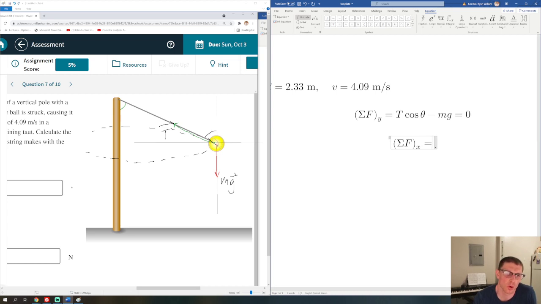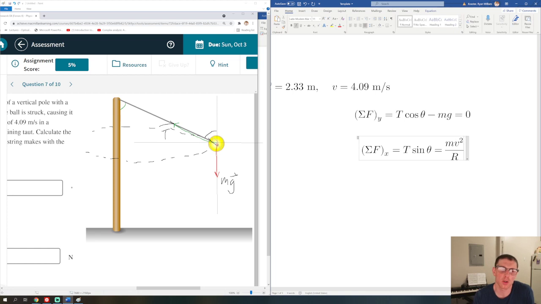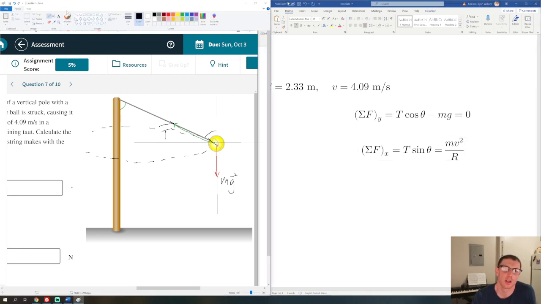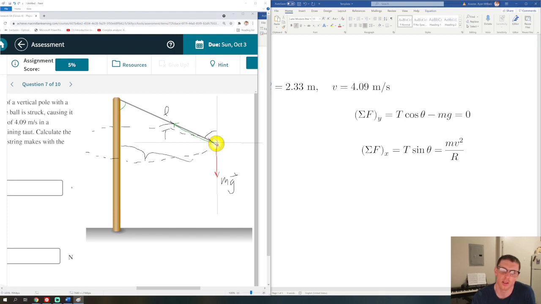What is my centripetal force in this case? Yeah, thank you. So T sine theta equals mv squared over r. Now we have to remember that the length of the chord is not our r in this case. Our r value is actually going to be this distance here, because this is the radius of the circle through which the ball is moving, right? So we want to be careful about this.